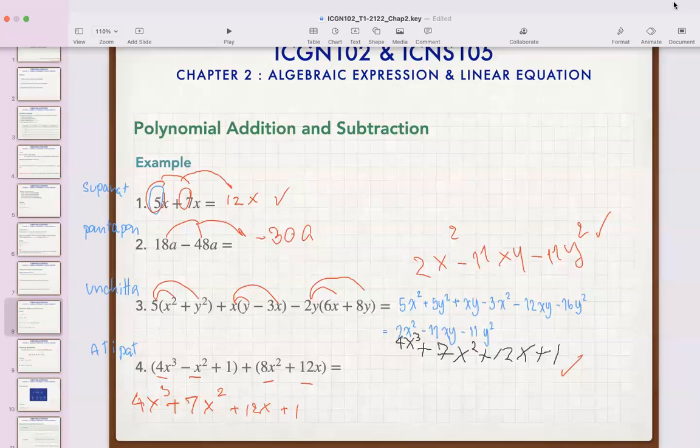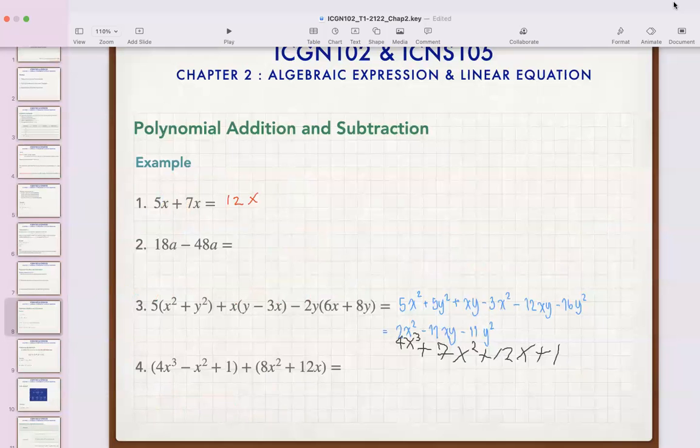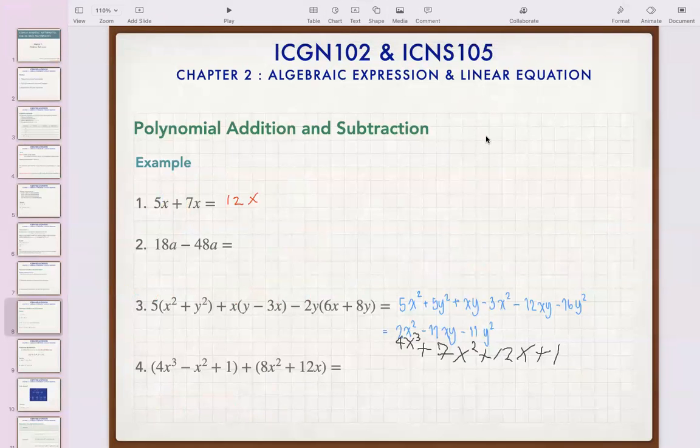Okay, when we get the answer for this one already, let's see more. Pantapon said that it's negative 38a. That's the correct one. So right now, let's continue on the next slide.